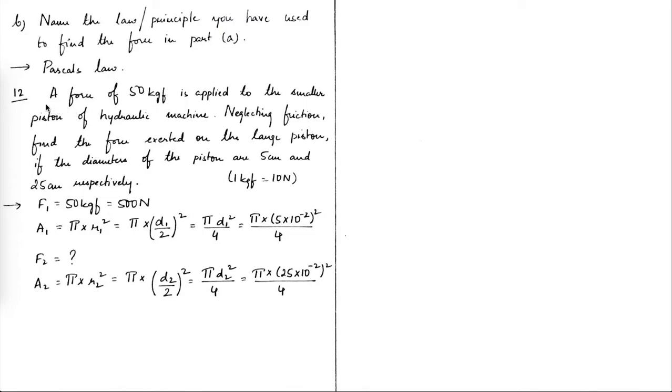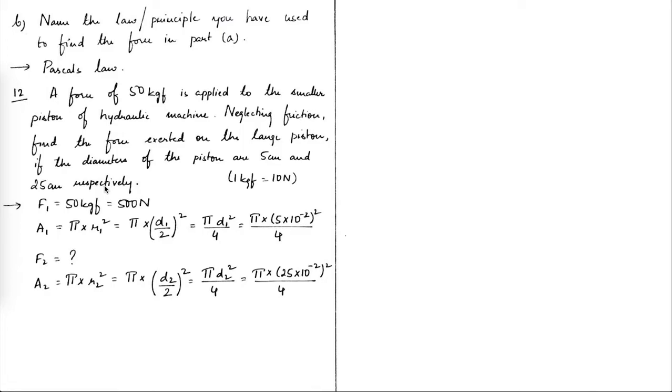So let us start with the 12th question. A force of 50 kgf is applied to the smaller piston of hydraulic machine. So 50 kgf is applied in the smaller piston, neglecting friction as we do it in all the other problems. Find the force exerted on the larger piston if diameter of the piston are 5 centimeter and 25 centimeter respectively.